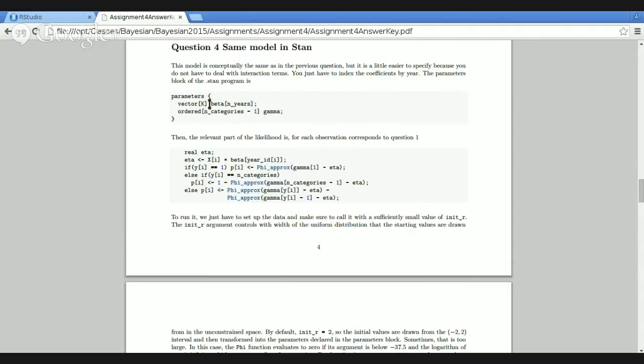And we have a collection of vectors of length 15, that collection being equal to the number of years that the question was asked in your data set. And then you can just refer to the index of beta in order to extract the relevant coefficients for that particular group. We also need to estimate the cut points.